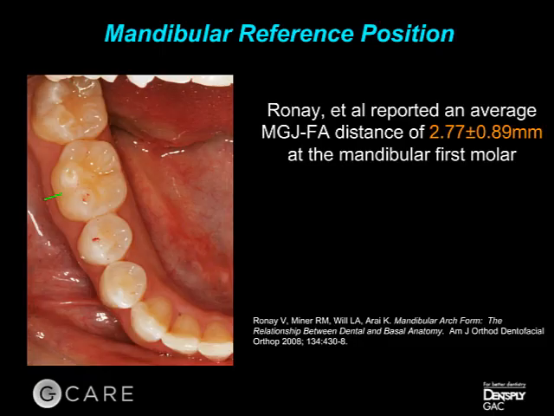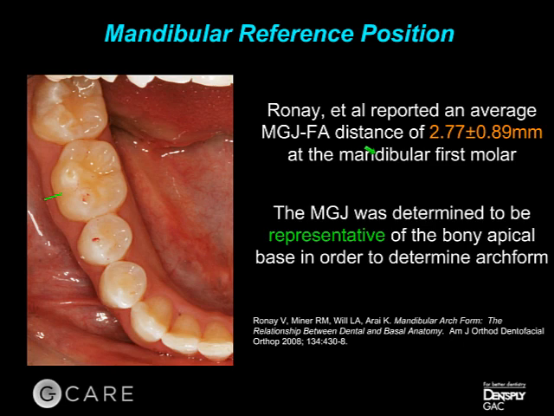Another article in the AJO by Ronay looked at the difference between the mucogingival junction and the FA point of the mandibular first molar. They said in their article it was somewhere between 2 to 3 millimeters, and that this was determined to be representative of the bony apical base in order to determine arch form. So very similar to what we were talking about as the most coronal portion of the skeletal base of the mandible, this article is also reinforcing that that is a viable position to determine the bony apical base of the mandible.